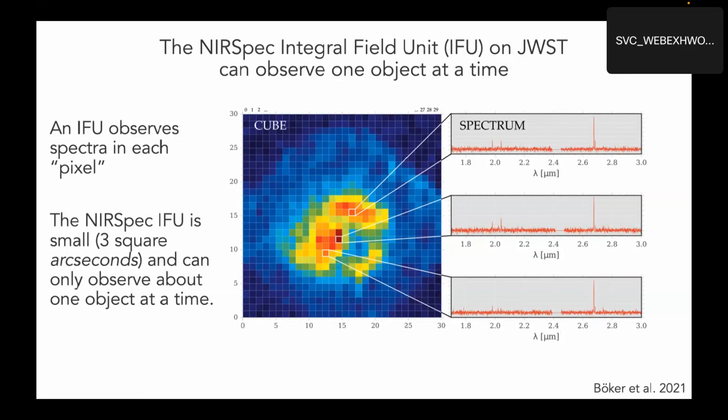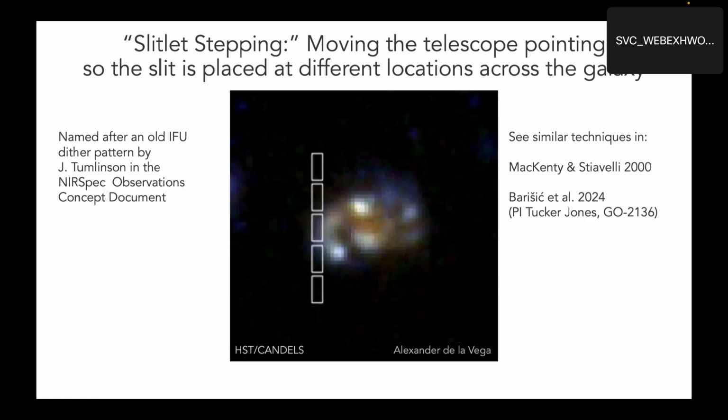Now IFUs are smaller. The IFU on James Webb is 3 arc seconds on its side, as opposed to 3.5 arc minutes. So you can generally fit one of those high-redshift galaxies in here. So what do we do? We do something called slitless stacking to get a kind of marriage of both of them. We simply move the telescope pointing across the faces of the galaxies.